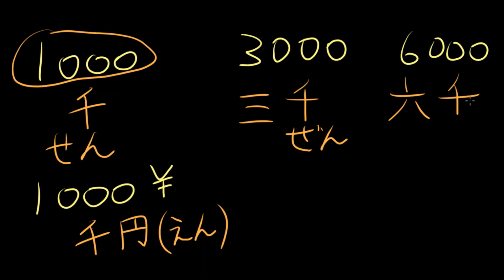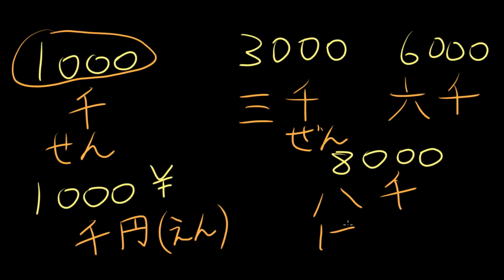7,000 is nanasen. 8,000 does have an exception. Oops, I wrote the wrong character. It's pronounced hassen, similar to 800. 8,000 is hassen with a small tsu. 9,000 is kyusen. Then we get to 10,000.